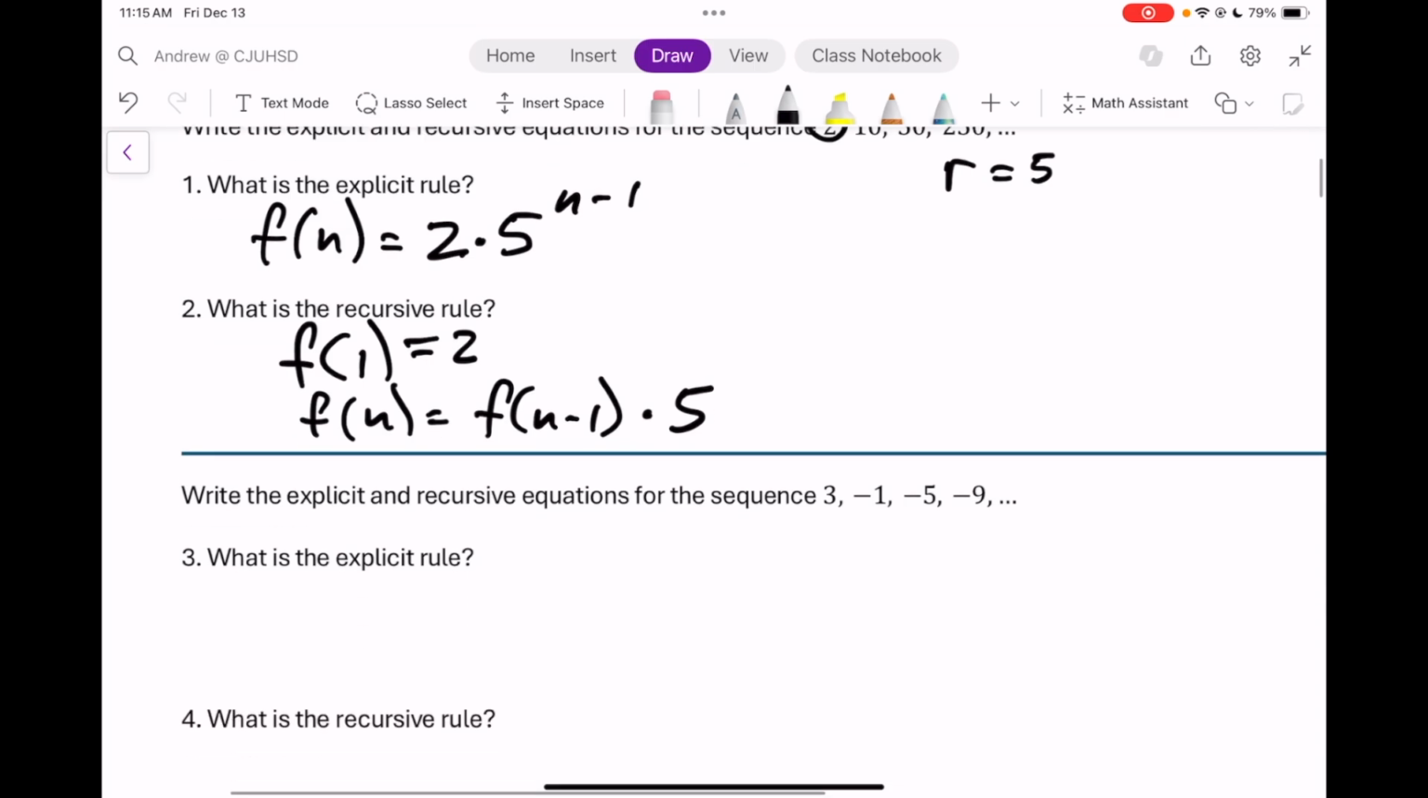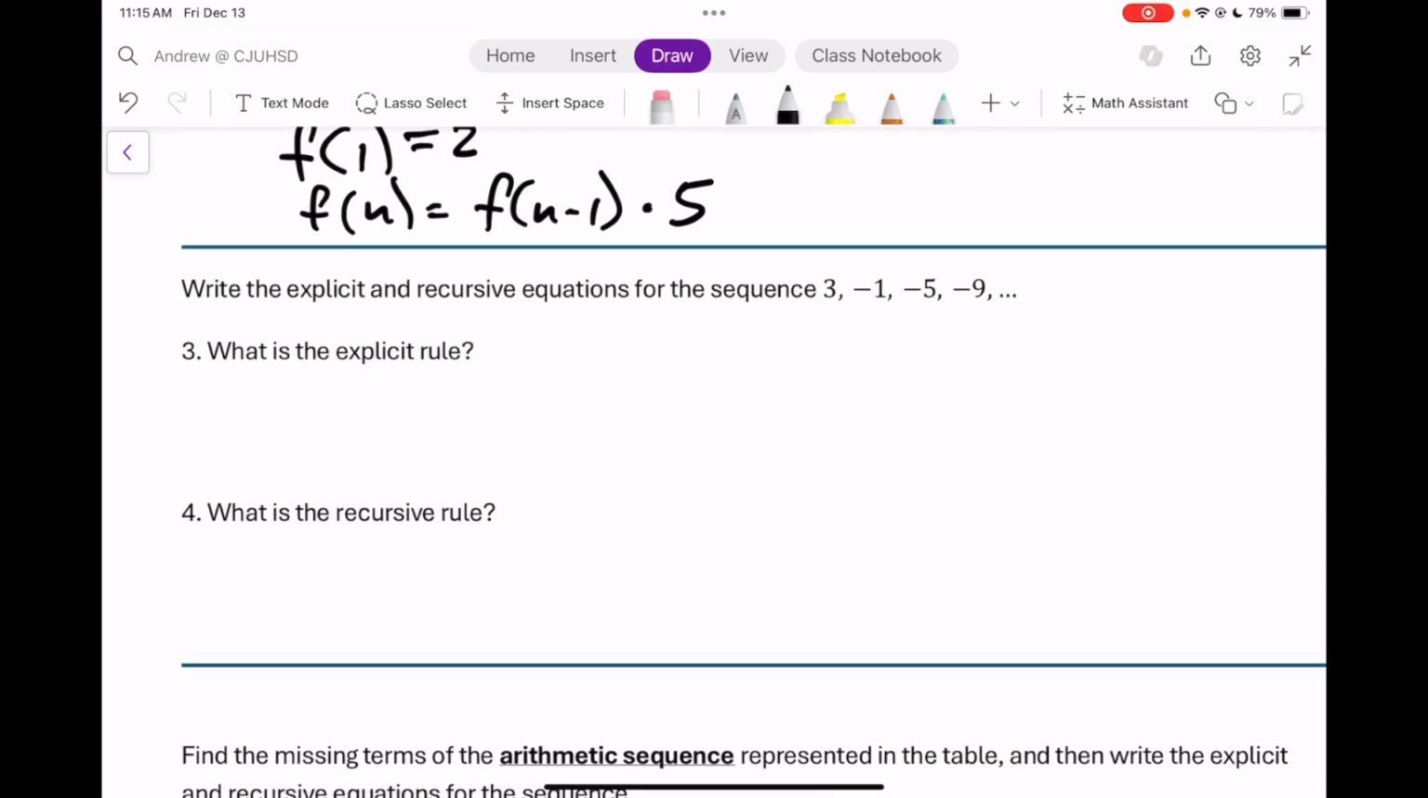Okay, now we're going to do that for an arithmetic sequence. So 3 goes down to -1 by going down by 4. 1 minus 4, -1 minus 4 is -5, and -5 minus 4 is -9. So the common difference, D, is -4.